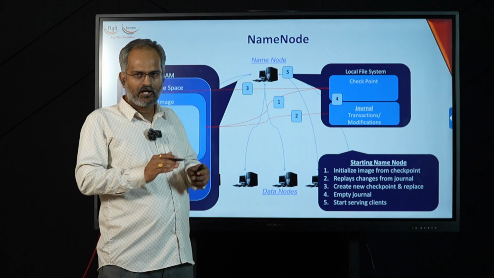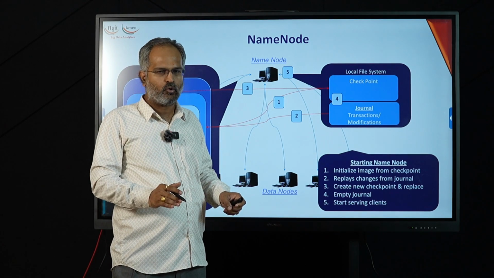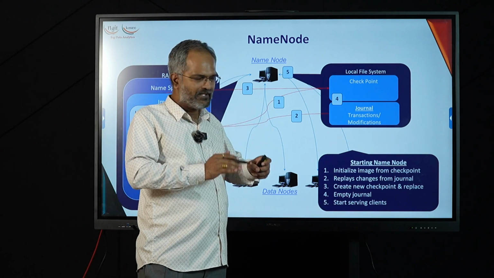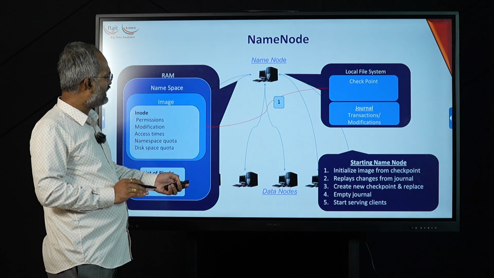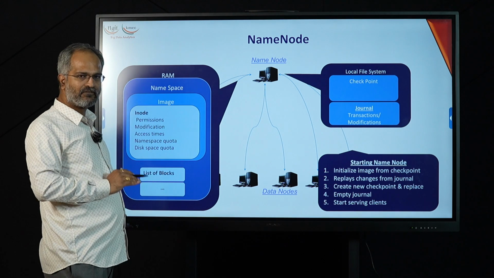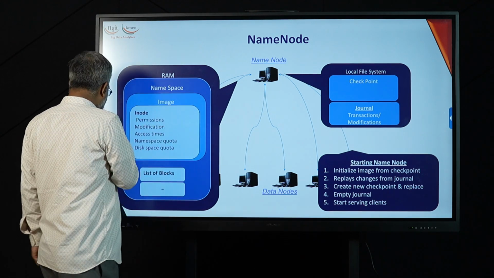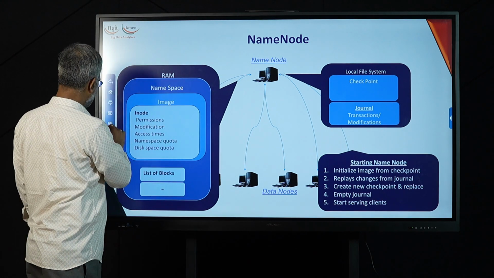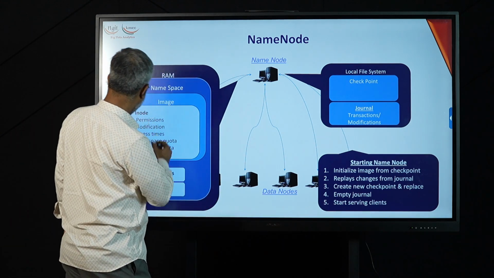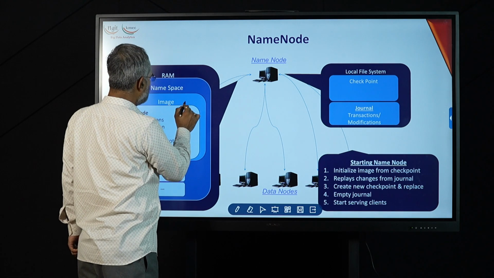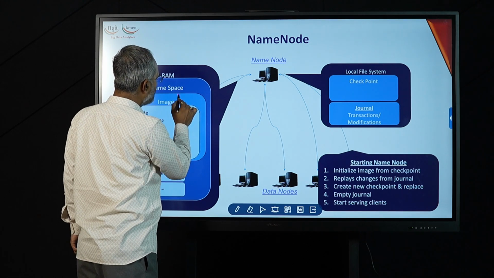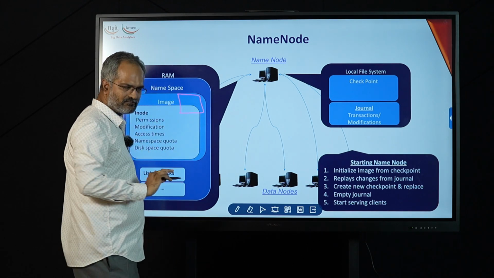Now I think you may not be able to understand it in one go. Now I am going to explain in a different way. Initially, in the first stage, the RAM is empty. So initially the RAM is empty, meaning that the namespace is empty, nothing is there.